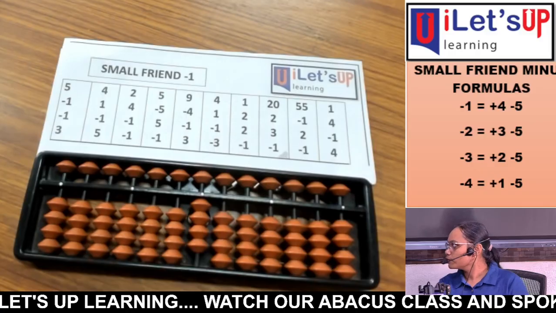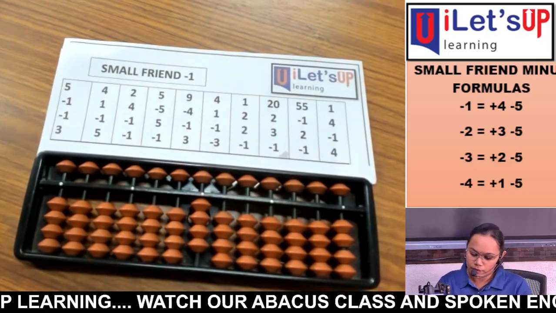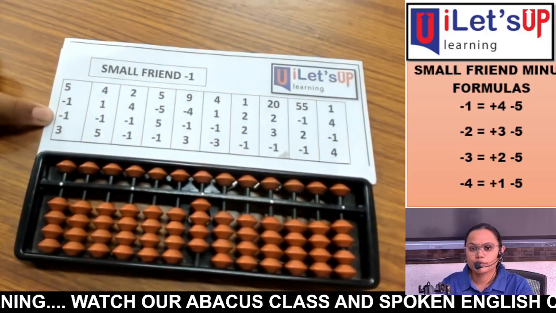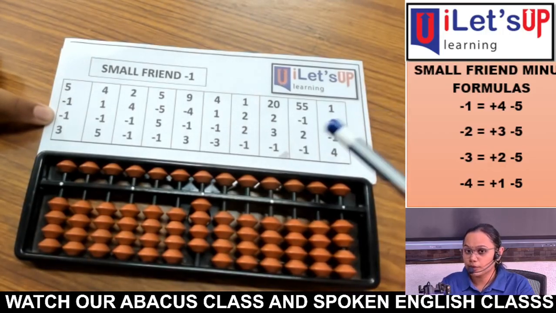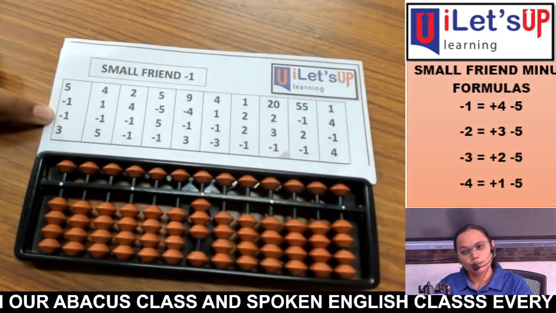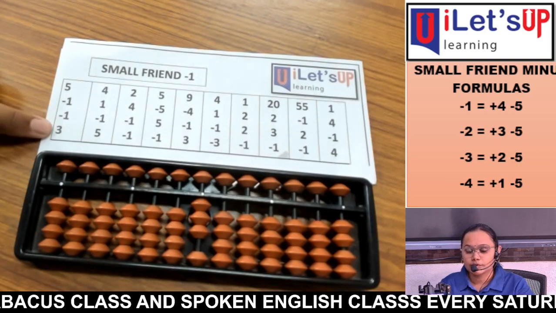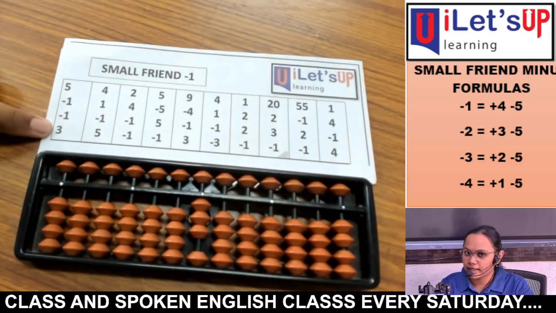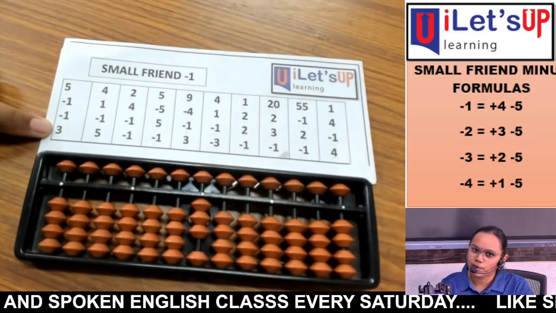Clear? Okay. Now, the question continues. Subtract 1. So, here I am subtracting 1. Add 3. Let's try to add. If there are beads, I can add. If there are no beads, I need to apply the formula.